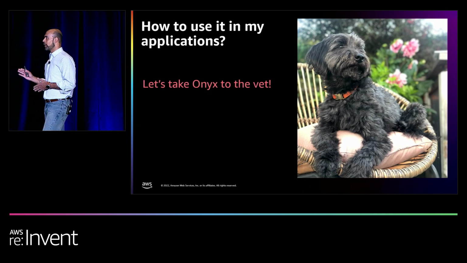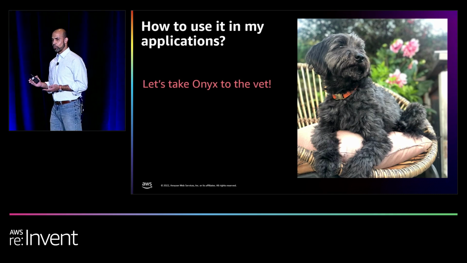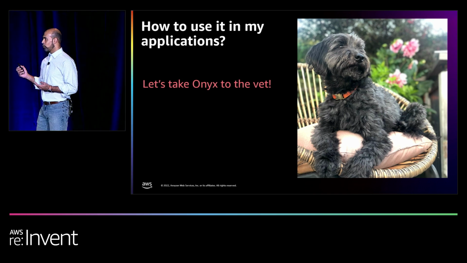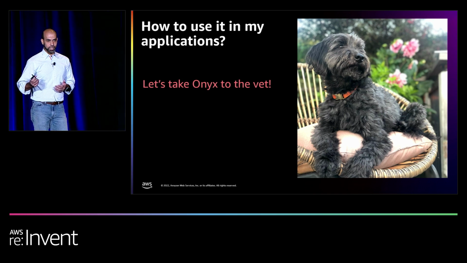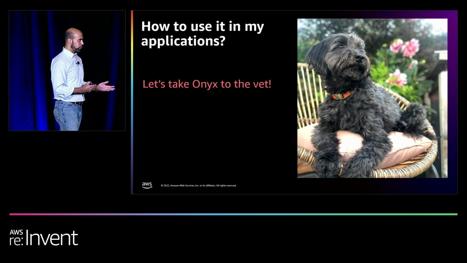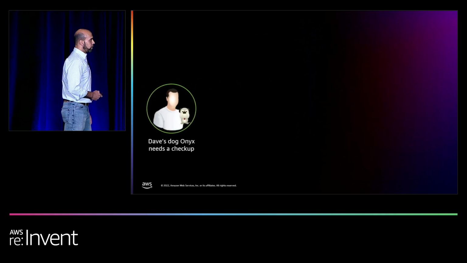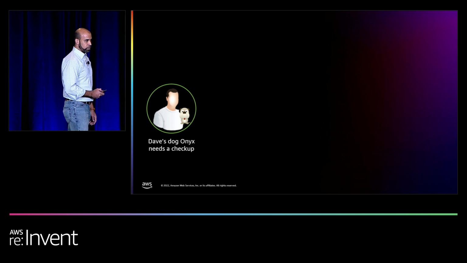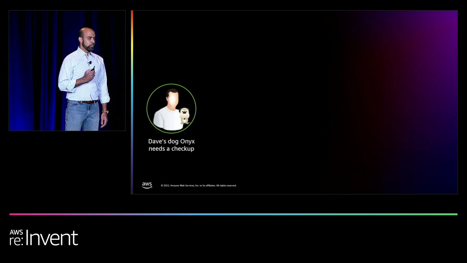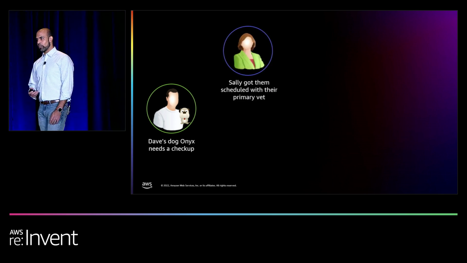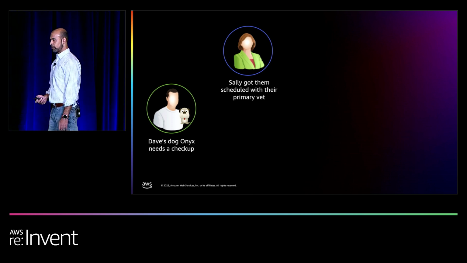I'm going to use a sample application that simulates the vet clinic portal. Onyx was always known for eating things he's not supposed to be eating, and he just got sick, so we need to take him to the vet. What is the scenario we are looking for? Dave is Onyx's owner, and he needs to take him to the vet. So he contacted Sally, the office administrator of this vet, to schedule him for an appointment.